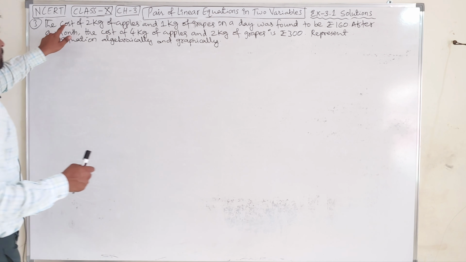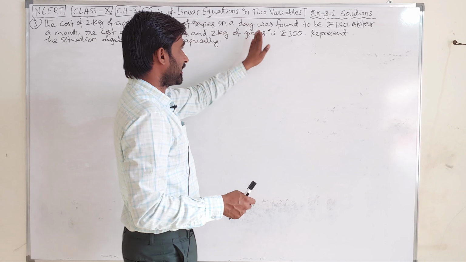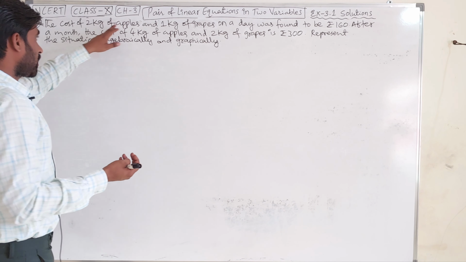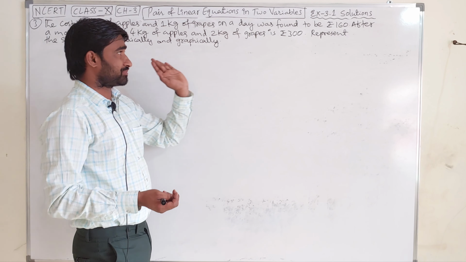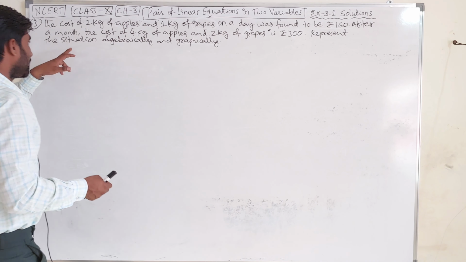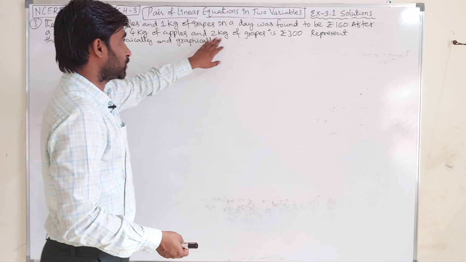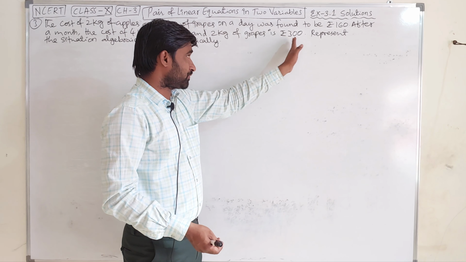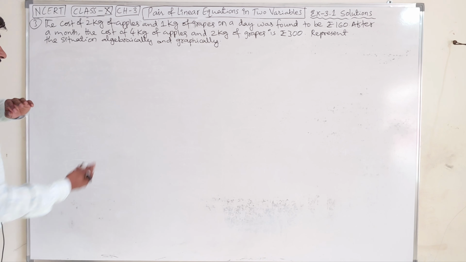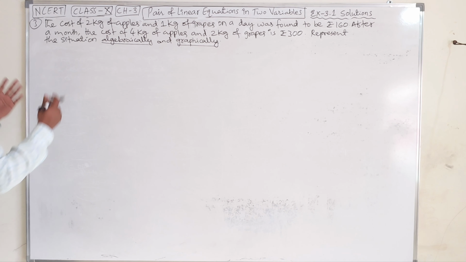That is, the cost of 2 kilograms of apples and 1 kilogram of grapes on a day was found to be 160. एक दिन 2 किलोग्राम ऑफ एप्पल्स और 1 किलोग्राम ऑफ ग्रेप्स मिलकर हमें कितना रेट दिया गया है 160. After a month, एक महीने के बाद, the cost of 4 kilograms of apples and 2 kilograms of grapes is found to be 300. So represent this situation algebraically and graphically like the previous question only. So chalo, very simple one.